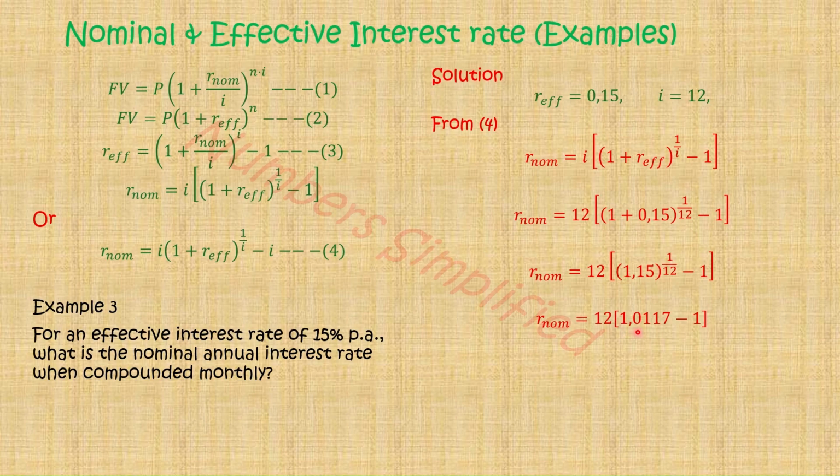So in doing so, we are going to get 1.0117. Now we consider what's within the square brackets. Now we subtract 1 so that we get 0.0117. And remember, that is being multiplied by 12. So multiplying that by 12, we are going to get 0.1406. That is in decimals.